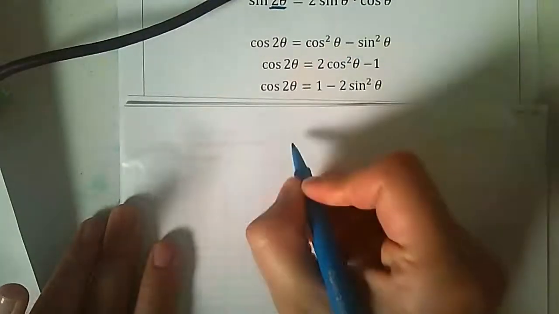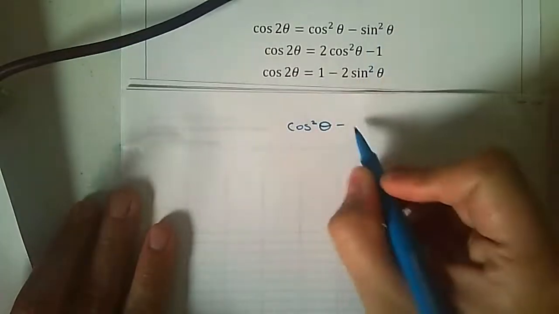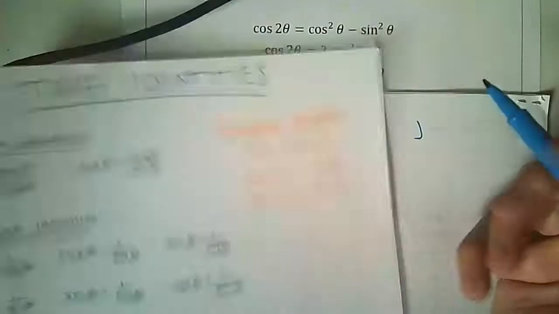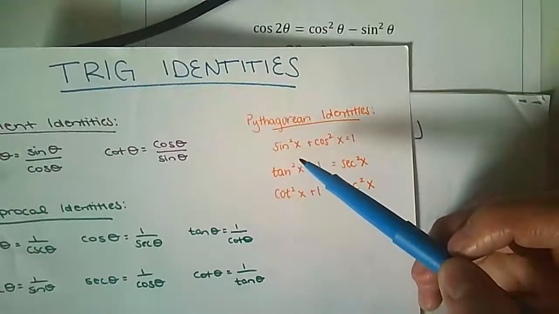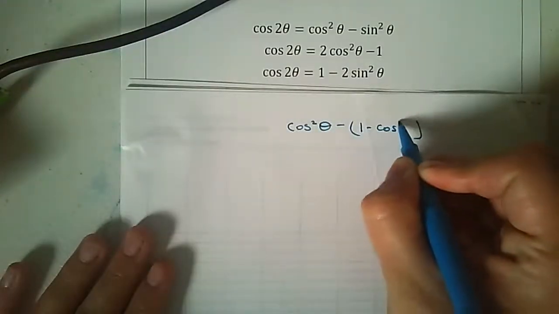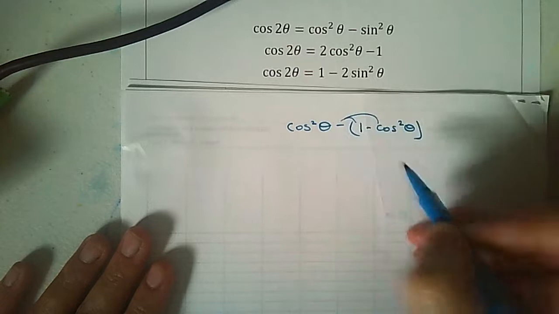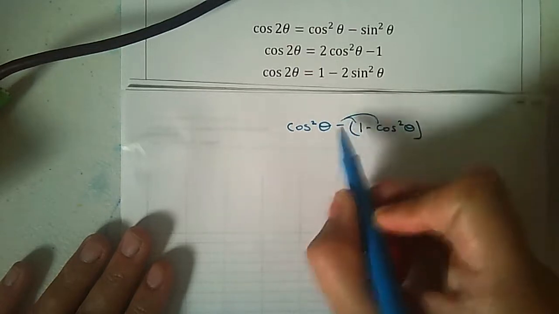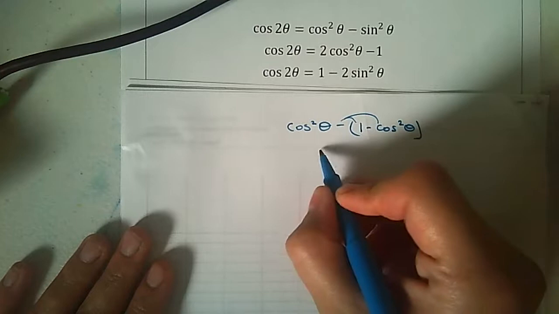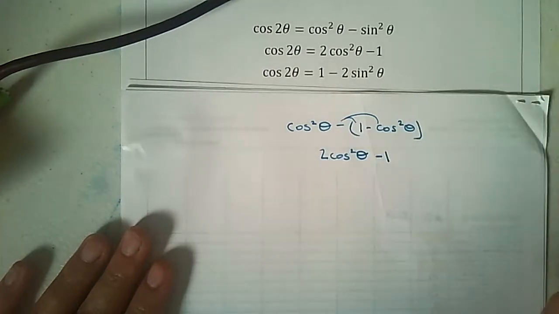So let's say I left cosine squared there. But let's say I want to replace that sine squared. Using our Pythagorean identities, another way I could write sine squared is 1 minus cosine squared. So I'm going to go ahead and plug that in for sine squared. And now if I clean this up, distribute my negative, you see we're going to have a plus cosine squared here. So cosine squared plus cosine squared gives us 2 cosine squareds. And then we have the minus 1. So that's how they got that second identity.